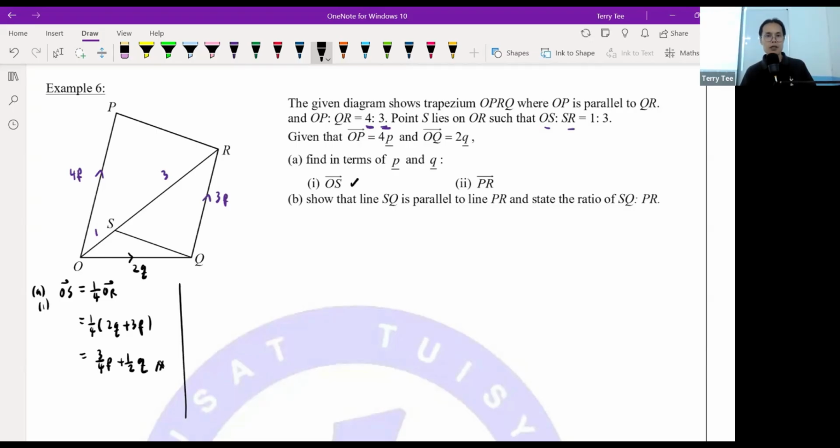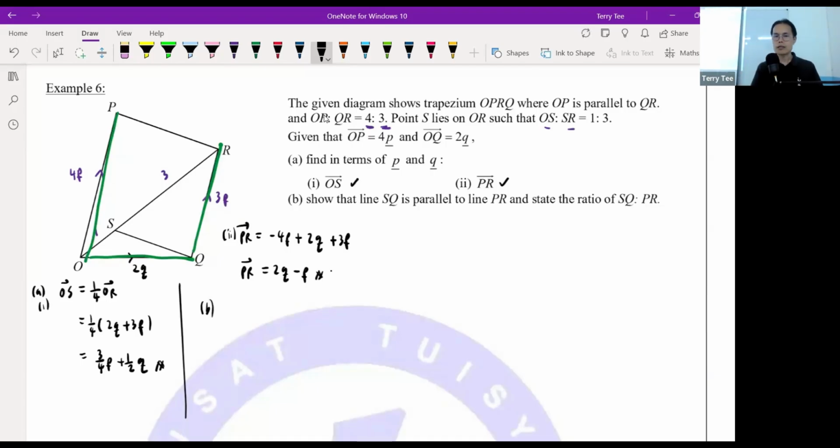How about vector PR? For PR, I go one whole round. I go P to O, O to Q, Q to R. That's PR. So let us write PR is minus 4P, minus 4P because it's going the opposite direction, plus 2Q plus 3P. You simplify: 2Q minus P. That is vector PR.